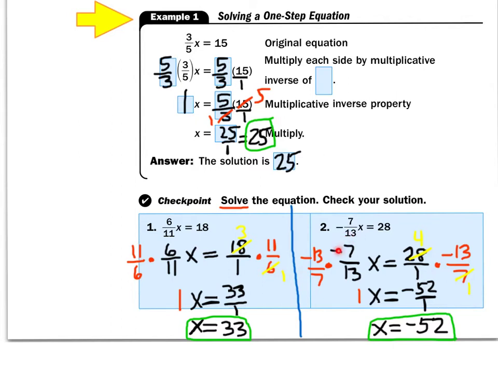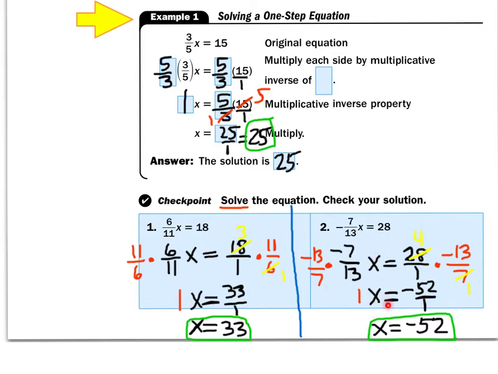You have -7/13x equals, and I made 28 look like 28/1. Make it look like a fraction. And then use the reciprocal. So I'm going to multiply this side by -13/7, and I multiply the right side by -13/7. Okay, look at what's touching the variable. The 13's cancel, the 7's cancel. And remember, a negative times a negative makes that positive invisible 1.